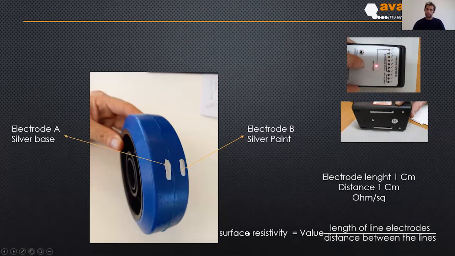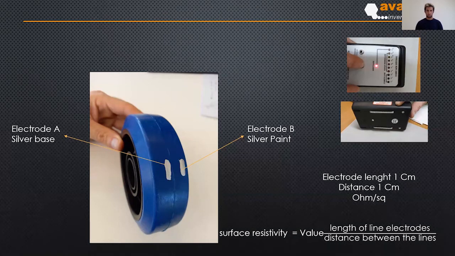The surface resistivity value is the value that we get in the machine, multiplied by the length of the electrodes and divided by the distance between the electrodes. If it is 1 centimeter and this is 1 centimeter, in the end we get the direct conductivity in ohms per square.